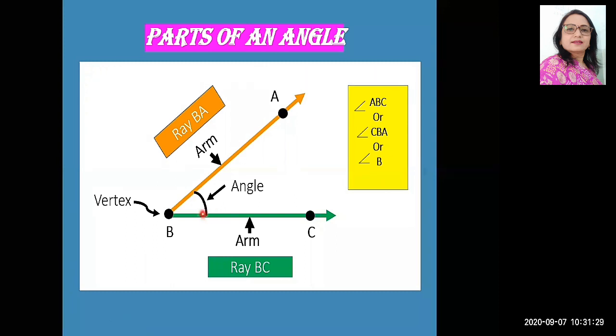So let's see what is vertex. Where these two rays, ray BA and ray BC, are joining is this point B. So this point is called vertex. So point B is the vertex of angle ABC. The vertex is the common point at which the two lines or rays are joined. दो rays जिस point में से निकलते हैं उस point को vertex कहते हैं. Okay? First we saw the angle and the vertex.